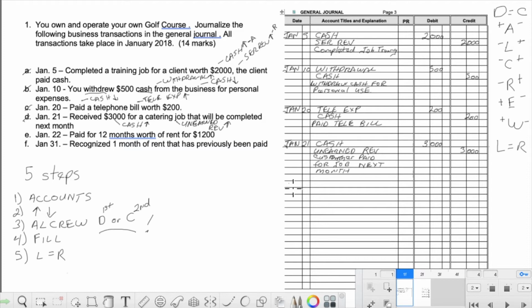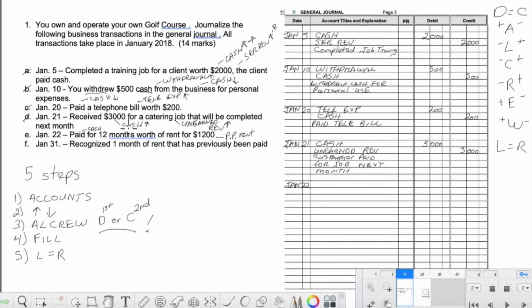All right, so what happened? So January 22nd. Paid for 12 months worth of rent for $1,200. Perfect. So paid, we know that. When we hear paid, what account gets affected? Cash. And 12 months worth of rent for $1,200. What account is that? I'm running out of room here. All right. Prepaid rent, because we haven't used it yet, right? We're just at the beginning of the month. Prepaid rent.